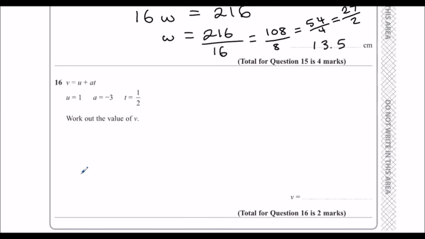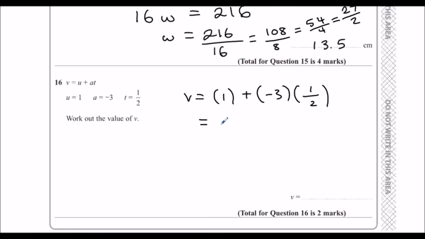Question 16. We've got V equals U plus AT. And we're told U is 1, A is negative 3, and T is half. Work out the value of V. So it's a substitution question. So V equals, I like to use brackets when I substitute. I'm going to change U to 1, A to negative 3, and T to a half.